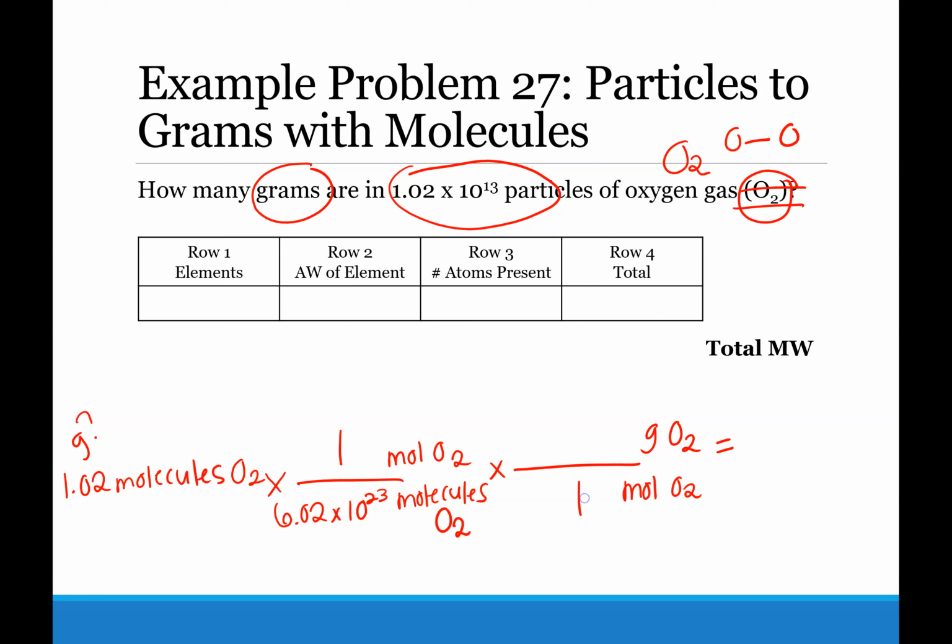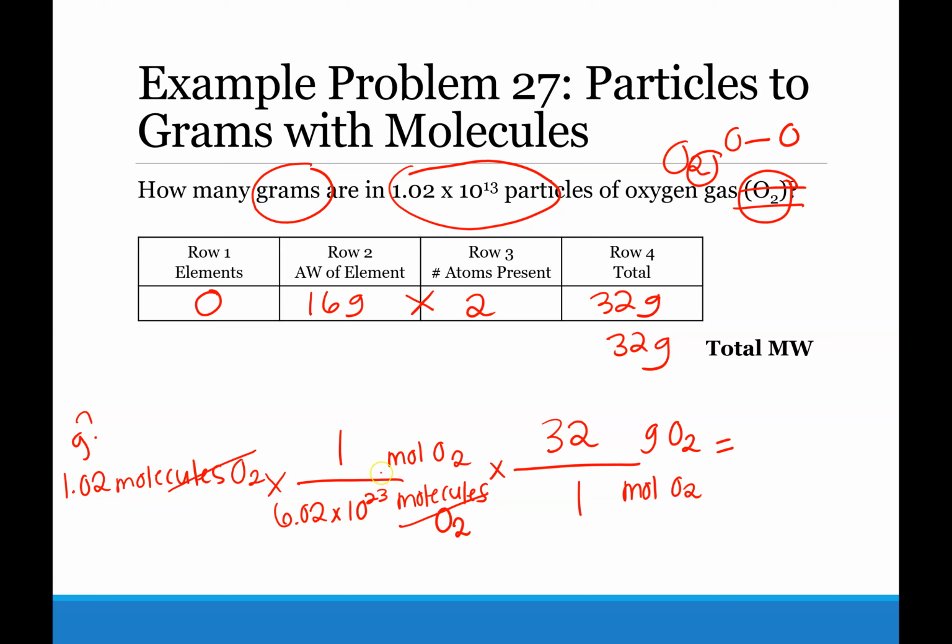And in 1 mole, we'd have to calculate the molecular weight of O2. So there's only oxygen in O2. Oxygen is element number 8, and it weighs 16 grams. There are 2 atoms in O2. And so 16 times 2 is 32 grams. And so there's no need to add row 4. It's already done for you since there's only 1 atom there. And so 32 grams is going to be the molecular weight of O2.